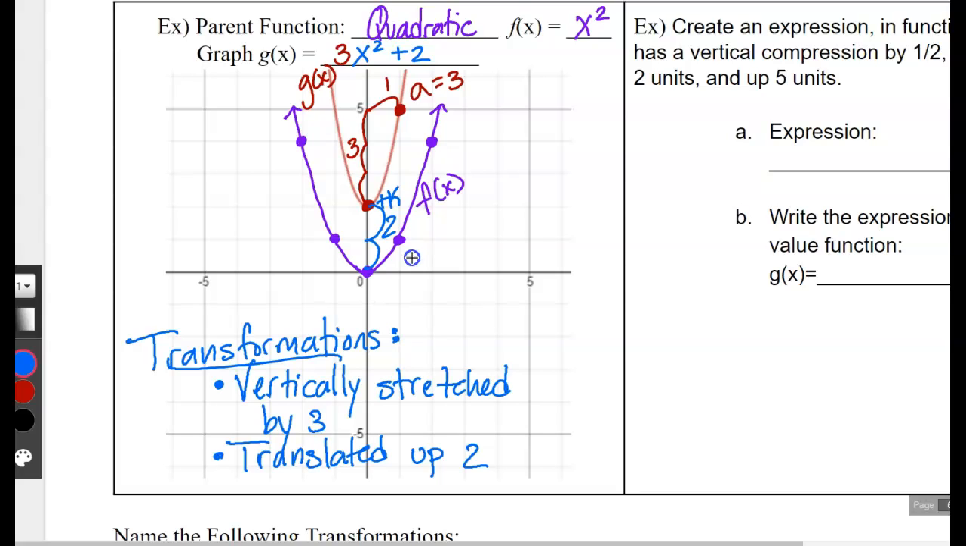Thank you for asking, Miss Lovenstein. These are the exact words I want to see. If you write shift instead of translate, it would not be marked correct. If you forget the word vertically, you won't get full credit. You need good vocabulary when dealing with transformations.